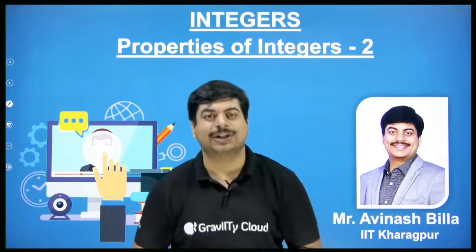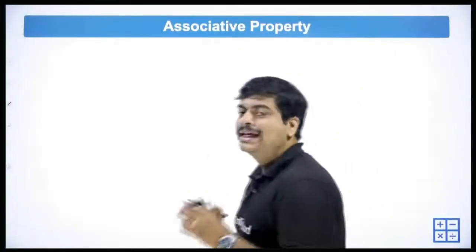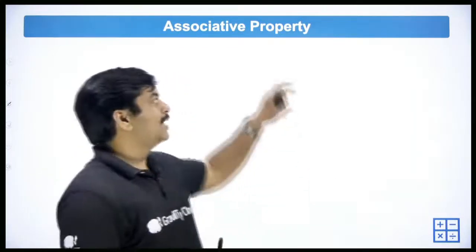Let's start today's session. The first one we're going to discuss today is the associative property. For closure and commutative property, please refer to lecture number 1 of the same properties of integers. As an extension of that, we're going to discuss associative and other properties. So, what is this associative property?